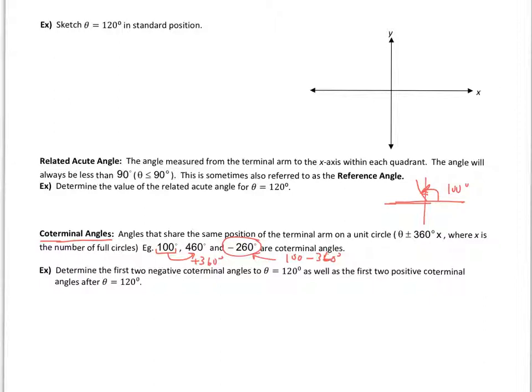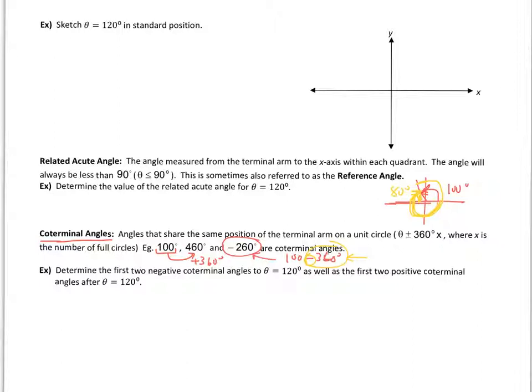If I go clockwise around and stop here, I know that my related acute angle, if that's 100 degrees, would be 80 degrees. So I could look at this as being 180 plus another 80 degrees, which gives us negative 260. Or I could start at this terminal arm at 100 degrees and go around one full revolution, 360 degrees, but in the clockwise direction, and I get to negative 260.